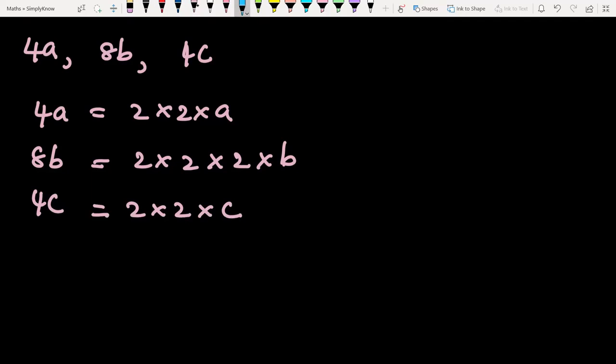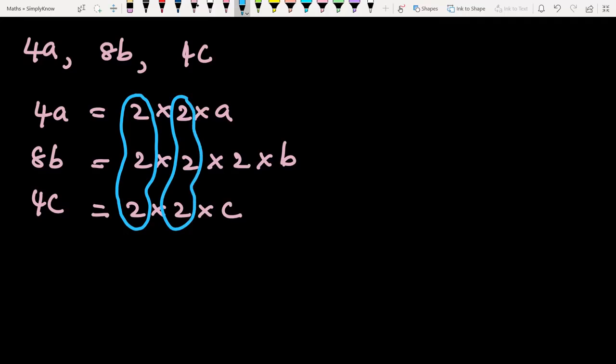Now let's find out the common factors. 2 is common. Even another 2 is common. That's all. So what is our HCF? 2 times 2, it's 4. Now you know simply how to find HCF of several algebraic terms.